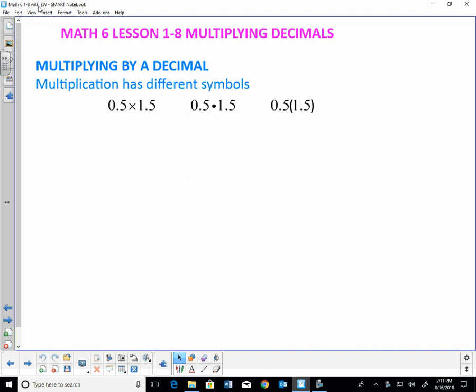Multiplying by a decimal. One thing you have to make sure you're really aware of is that multiplication can be shown in several ways. You're used to the x as the traditional multiplication symbol, as shown here. But the dot, a bigger dot than a decimal that's in the middle, can be a multiplication symbol. Parentheses can be a multiplication symbol. Sometimes you will even see an asterisk as a multiplication symbol. All of these things imply multiplication. So don't be surprised if you see different ways of showing multiplication.